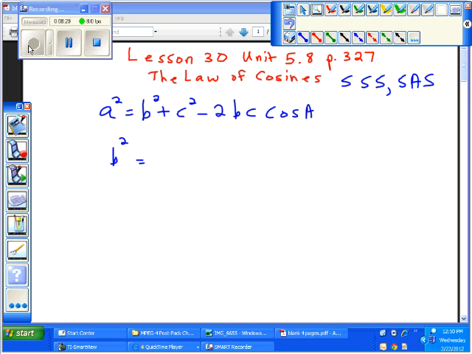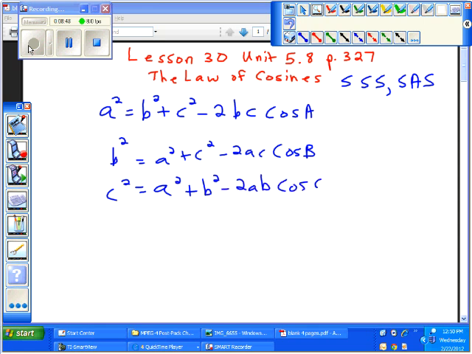Okay. It could have been b squared equals a squared plus c squared minus 2ac cosine b. If b squared is first, then cosine b is last. It could have been c squared equals a squared plus b squared minus 2ab cosine c. So if little c is first, cosine c is last, and the middle stuff is a and b. If a squared is first, then cosine a is last, and b and c are in the middle.